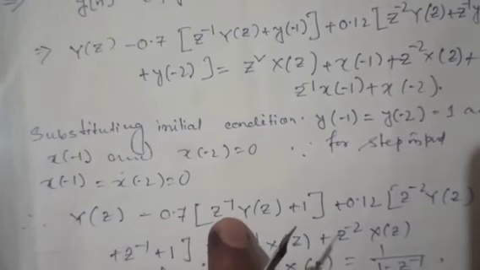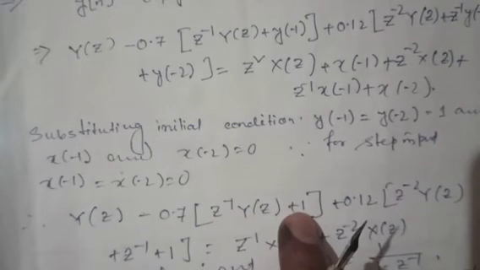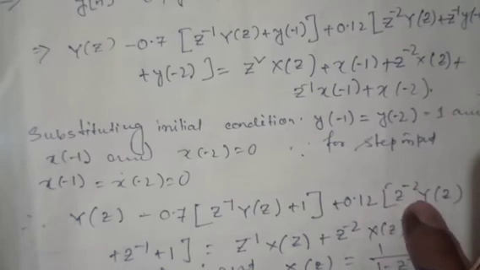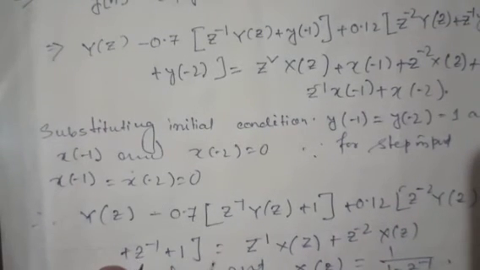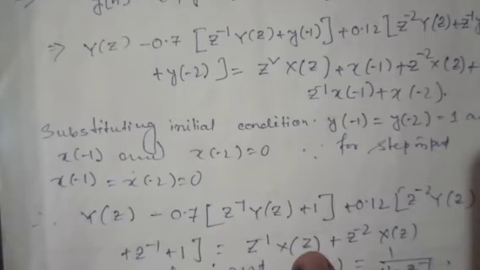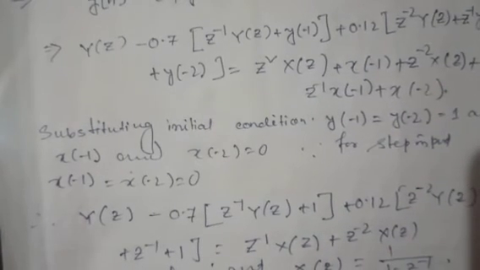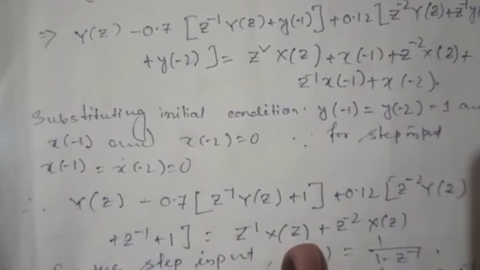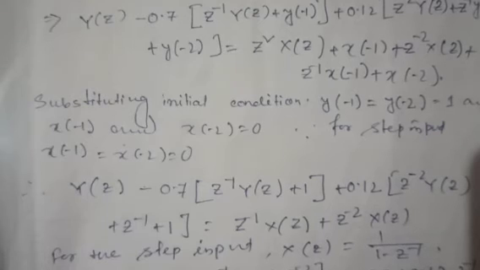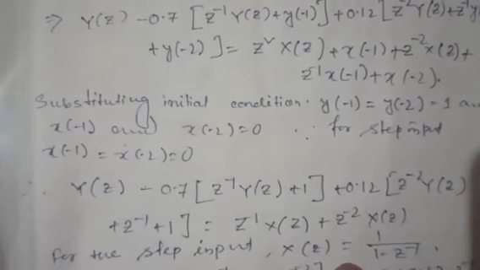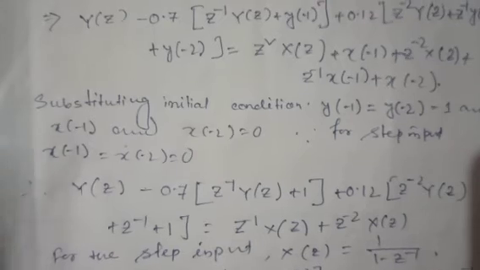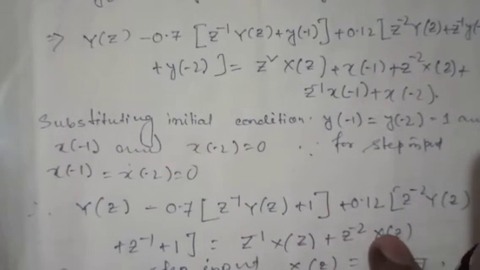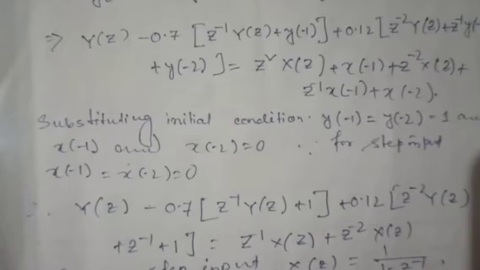Just put the initial values, then it will be y of z minus 0.7 z inverse y of z plus 1, then 0.12 z inverse 2 y of z plus z inverse plus 1 is equal to z inverse x of z plus z inverse 2 x of z. Now what will be x of z? x of z is the Z transform of x of n. What is x of n? x of n is u of n. So x of z will be 1 by 1 minus z inverse. Just put that value here for x of z.